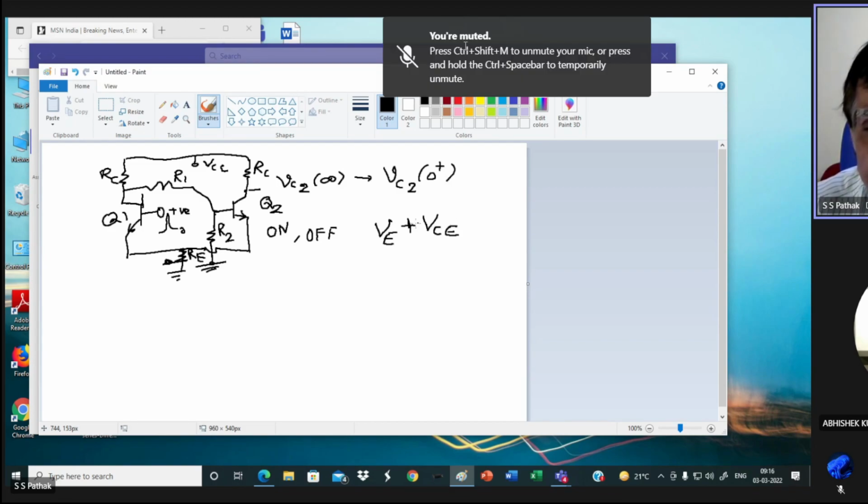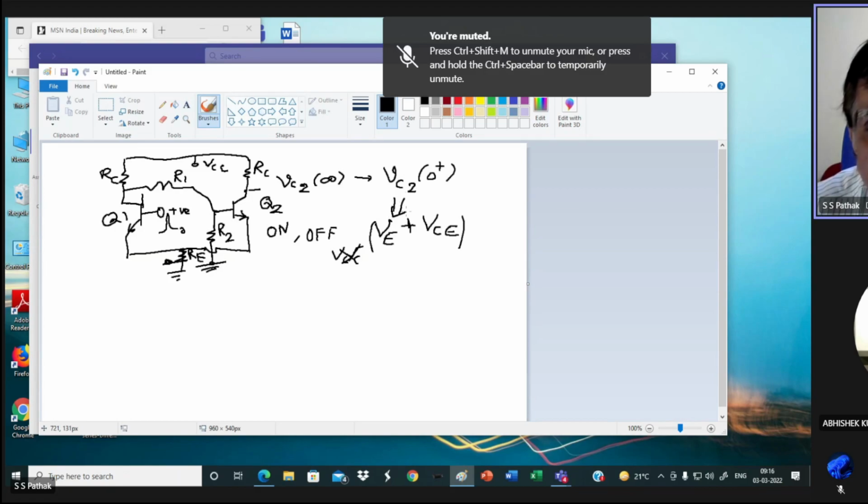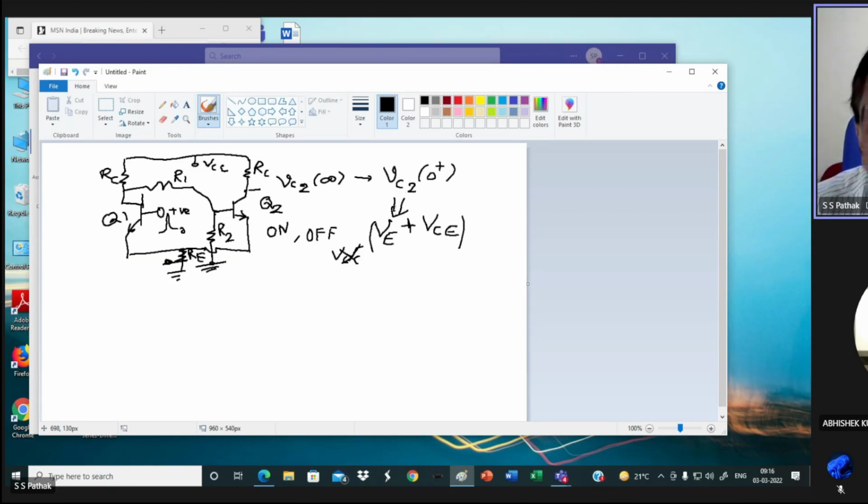Whole thing subtracted from VCC. No, sorry, no subtraction required. VE plus VCE becomes your VC2 at 0 plus. How much is your VCE? That depends on the biasing of this. Anyway, this voltage has gone up, VE plus VCE.